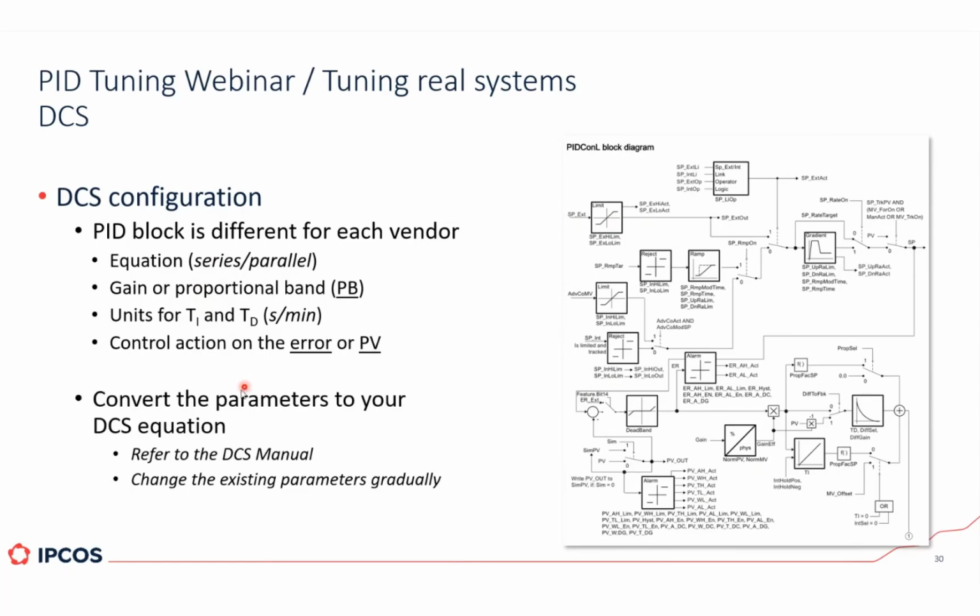So what we do then is convert the parameters that we calculated to the DCS equation that we have. And how do we do that? We need to refer to the DCS manual to find the equation and then manually convert the gain, integral time and D time for the DCS that we have. And one tip here is to change the existing parameters gradually. We don't want to go from 0.1 to 100 in one go, so we should do that gradually.